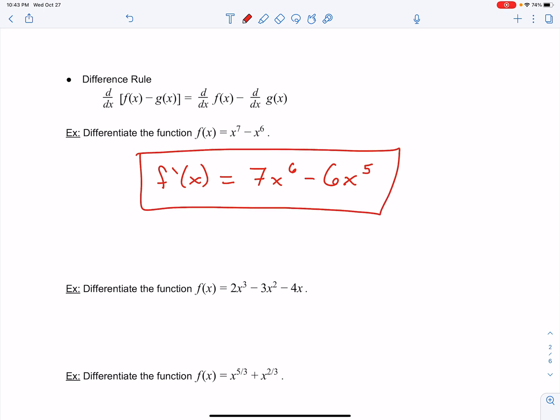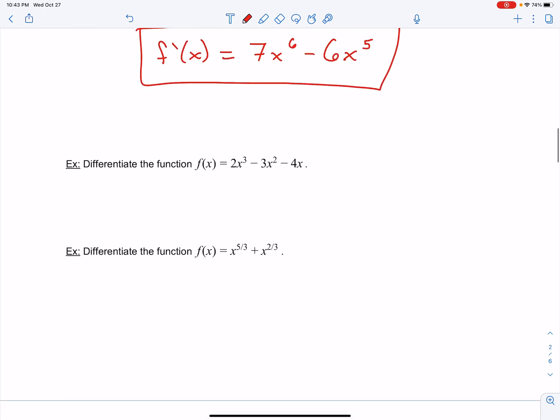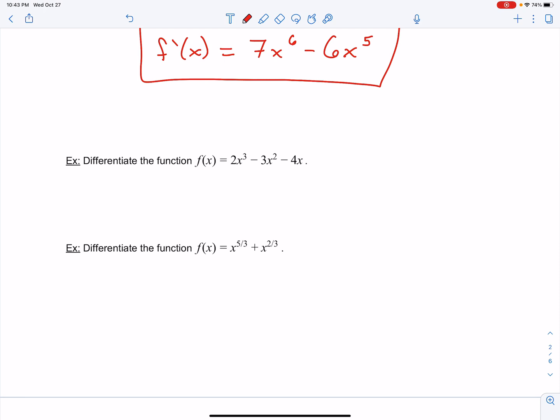So this allows us to differentiate functions in a much easier way than working with those limit definitions of how to find the derivative. So if we want to differentiate the function f of x equals 2x cubed minus 3x squared minus 4x, we can say that f prime of x is going to be that constant 2, and then we'll use our power rule on the x cubed. So we bring our 3 down front. We have our x. 3 minus 1 is 2, so our new power is 2.